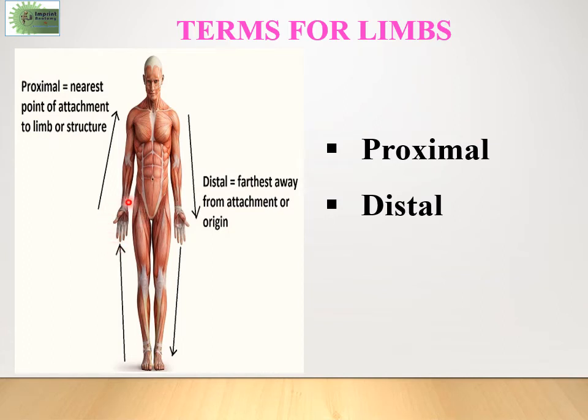You can see the hand or the wrist lies in the distal part of the limb, and I can say the shoulder joint or the biceps lies in the proximal part, or proximally towards the joint or towards the trunk. Again, I can say the proximal is the nearest point to the attachment and distal is away from the attachment or the origin. This terminology will be repeated in the case of the limbs and in the case of the embryo also.